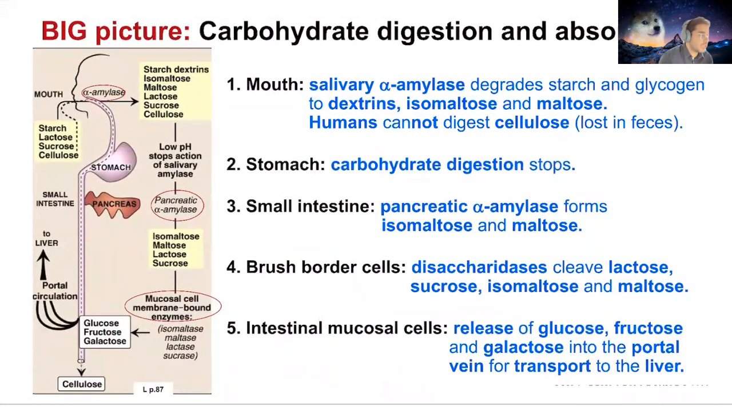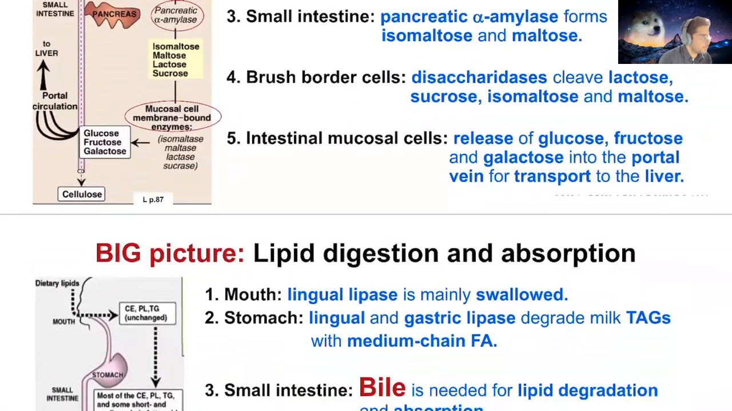Okay, once again, digestion and metabolism of carbohydrates, right? Salivary amylase breaks apart stuff. Carbohydrate digestion doesn't really happen in the stomach. Once again, small intestines, brush borders, and intestinal mucosa are all going to be involved with carbohydrate intake.